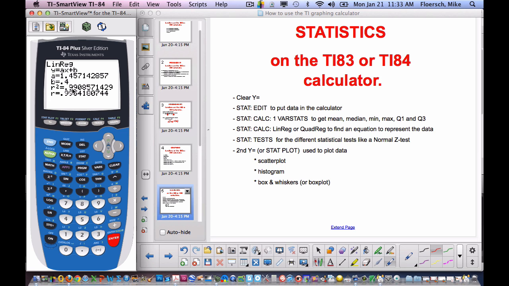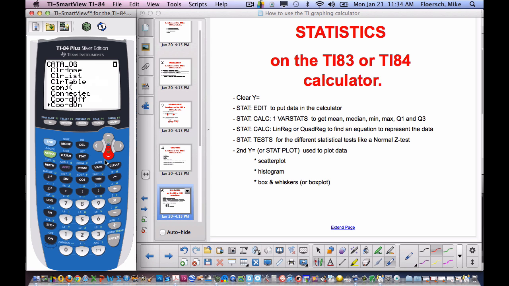If you can't find your R value because your calculator doesn't have it, you need to do something called diagnostic on. What you would do is you do second 0, which gives you the catalog. And this catalog gives you a list of everything that you may want to use. Here's the absolute value. If I scrolled all the way down to diagnostic on, or you can do alpha D, but you can scroll all the way down to diagnostic on.